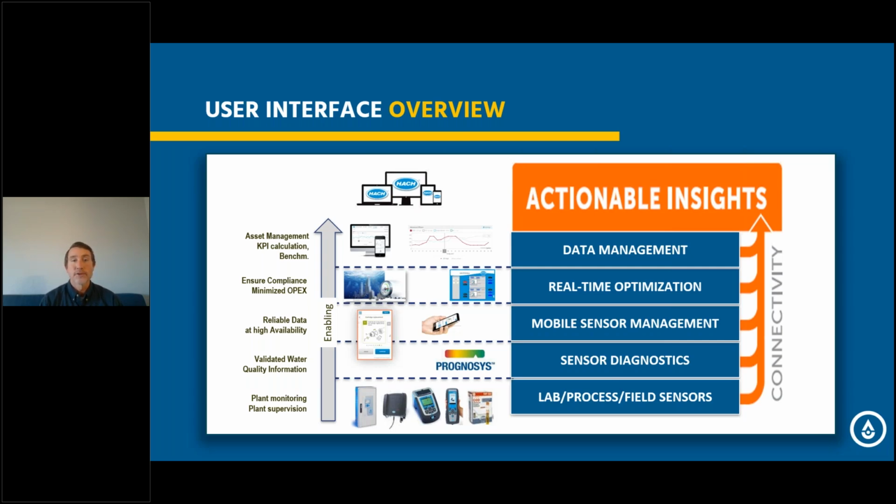Now that we have all this really good data at our fingertips and we know how the plant works, we can say, what are our goals? What are our permit goals? What is our process goal to really optimize in real time so that we can react to current conditions?